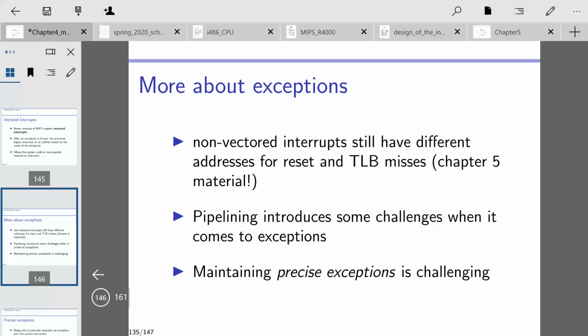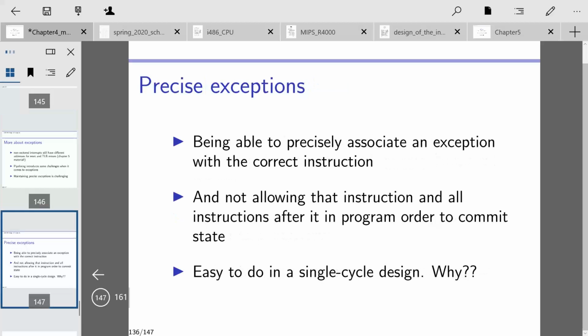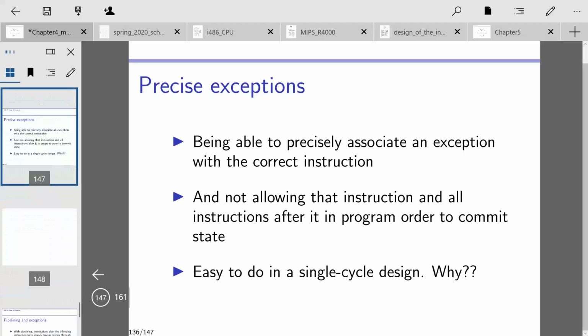Reset has its own location in MIPS. It's different from, for example, a TLB exception, which we'll talk about when we get to virtual memory, and that's also different than the way general exceptions are vectored to. And then, of course, vectored interrupts take it a step further, where every interrupt has its own address to vector to.